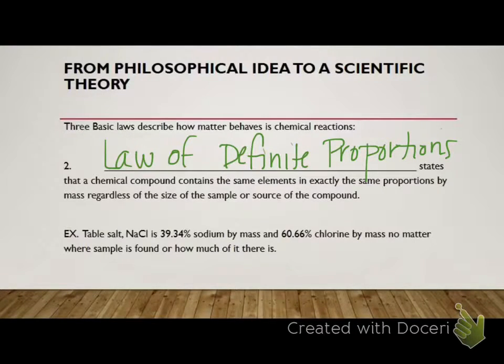Here's another example, table salt, which is sodium chloride. No matter where that table salt is found, or just the compound sodium chloride, it's always 39.34% sodium and 60.66% chlorine, no matter where or how it's formed.